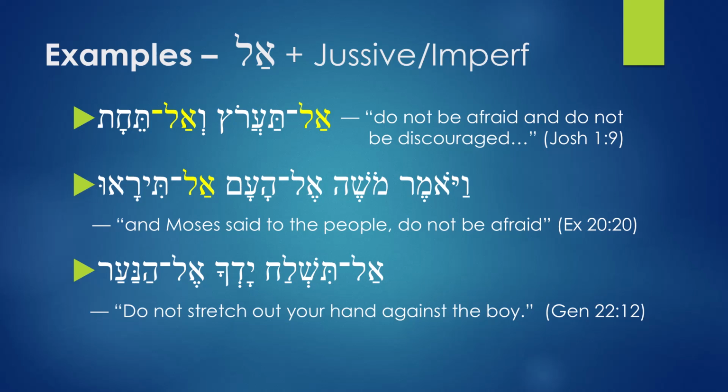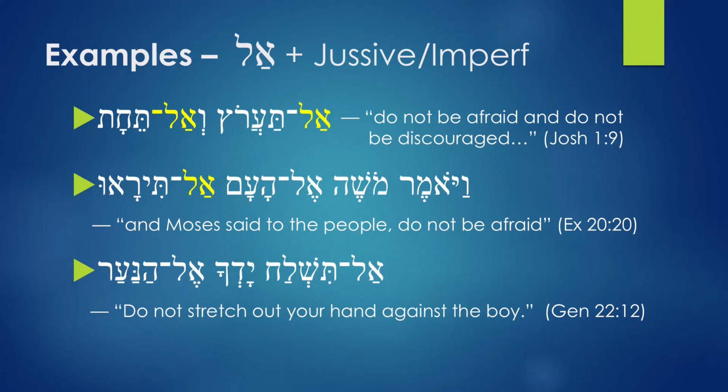Another one is, Au tishlach yadka el ha'ana. Tishlach is an imperfect, second person masculine singular. So you have au plus an imperfect verb. In this case, Hebrew is giving a situational command, a situational prohibition. Au tishlach means do not stretch or do not lay.